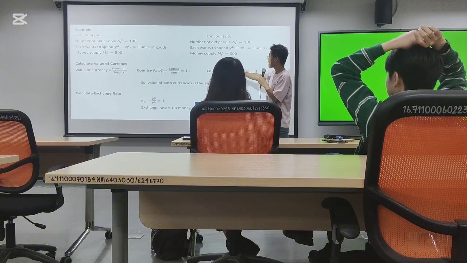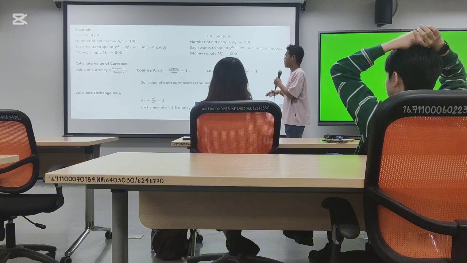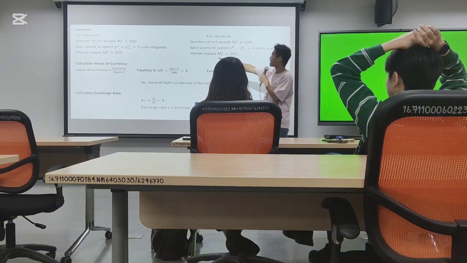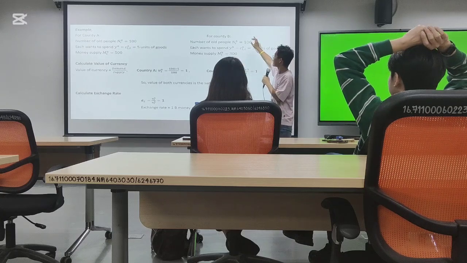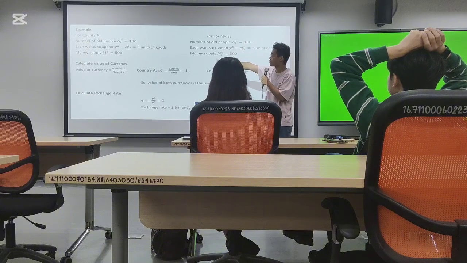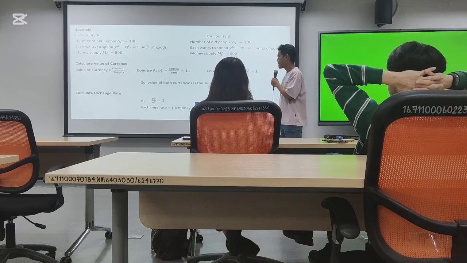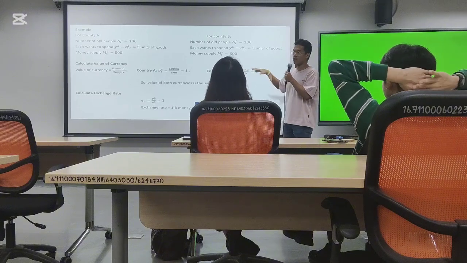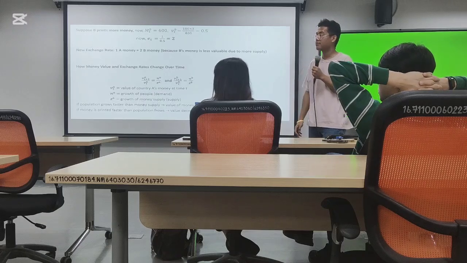Which means that they are the same value, like the Thai currency and our currency are the same. The reason is that even though their money supply is bigger than here, they spend less. So even though they printed more money, at the same time they also use more than here. That's why when they calculate it, it's the same thing, which means their currencies are of equal value. This should be the law of one price.